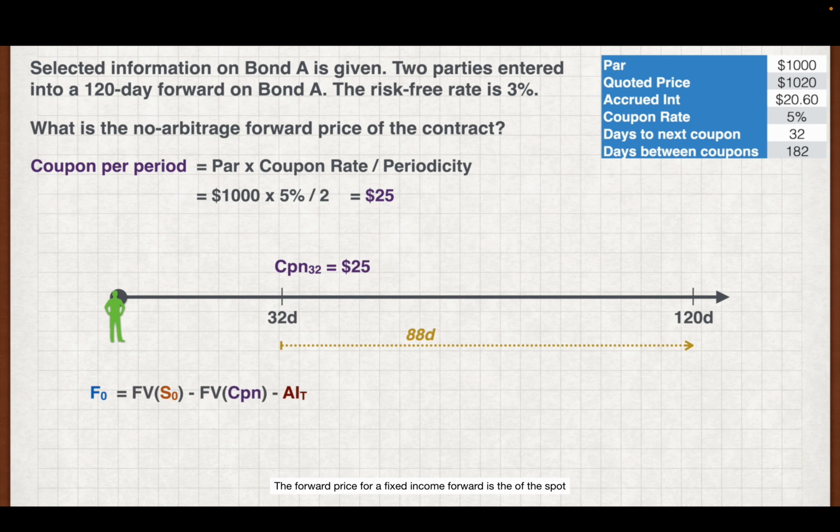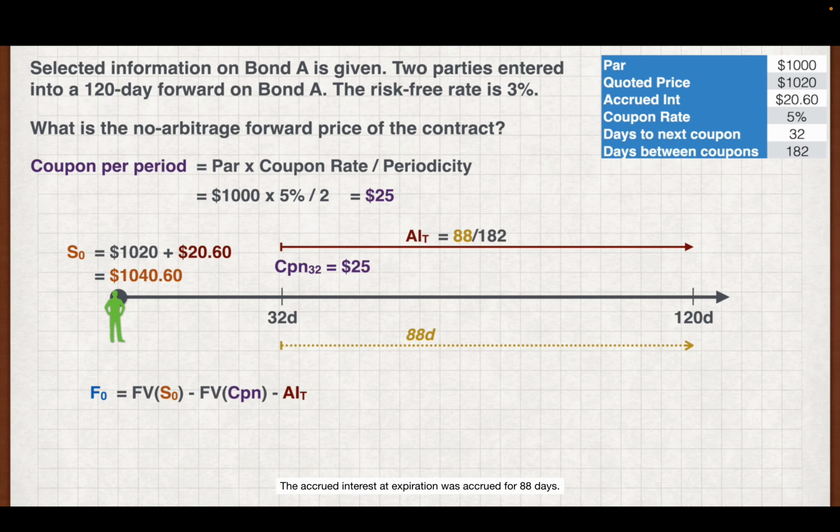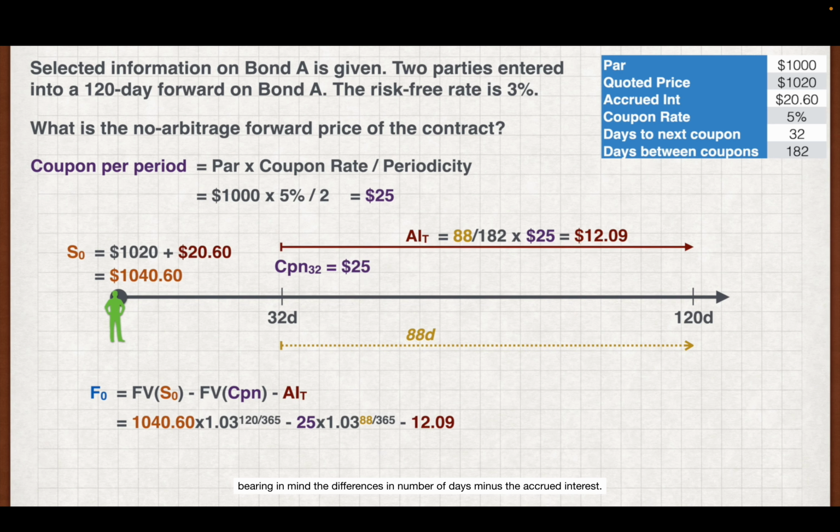The forward price for a fixed income forward is the FV of the spot minus FV of the interim coupons minus the accrued interest at expiration. Let's first work out the spot price, which is the full price of the bond. Since the quoted price and accrued interest is given, the spot price is therefore $1,040.60. The accrued interest at expiration was accrued for 88 days out of 182 days in between coupons. This works out to $12.09. So we calculate the forward values of the spot and coupons, bearing in mind the differences in number of days. Minus the accrued interest, we get $1,013.50.